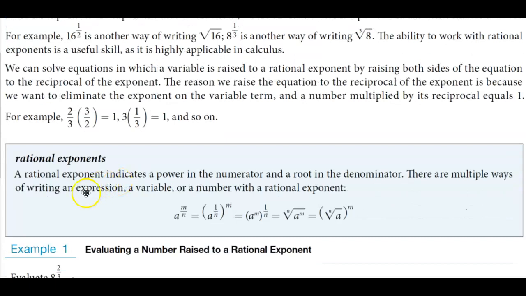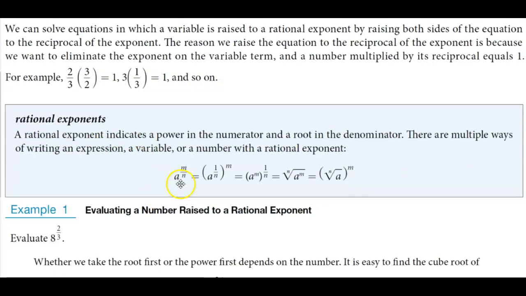Rational exponents. A rational exponent indicates a power in the numerator and a root in the denominator. There are multiple ways of writing an expression, a variable, or a number with a rational exponent. We have a to the m over n is the same thing as, in parentheses, the base is a to the power of 1 over n, to the m power.